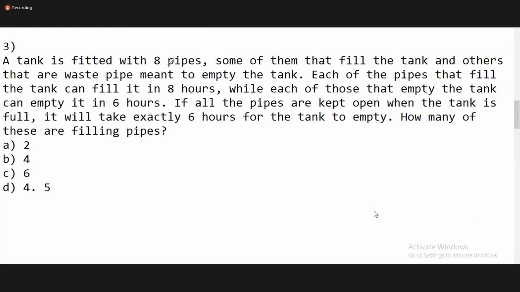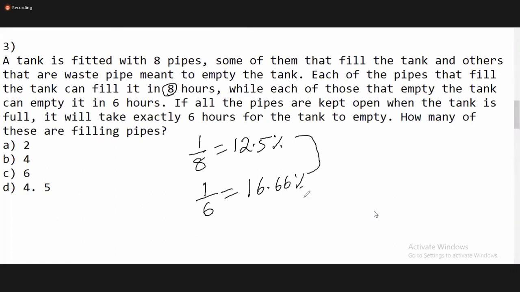Now, guys, tell me, the total filling pipes are taking 8 hours, no? So that is 1 by 8, which means 12.5%, agree? Yes or no? The emptying pipes are taking 6 hours. So 1 hour work would be, can I say, 16.66%? Guys, please kindly reply in the live chat. You are going to learn some amazing stuff here. Are these two values right?